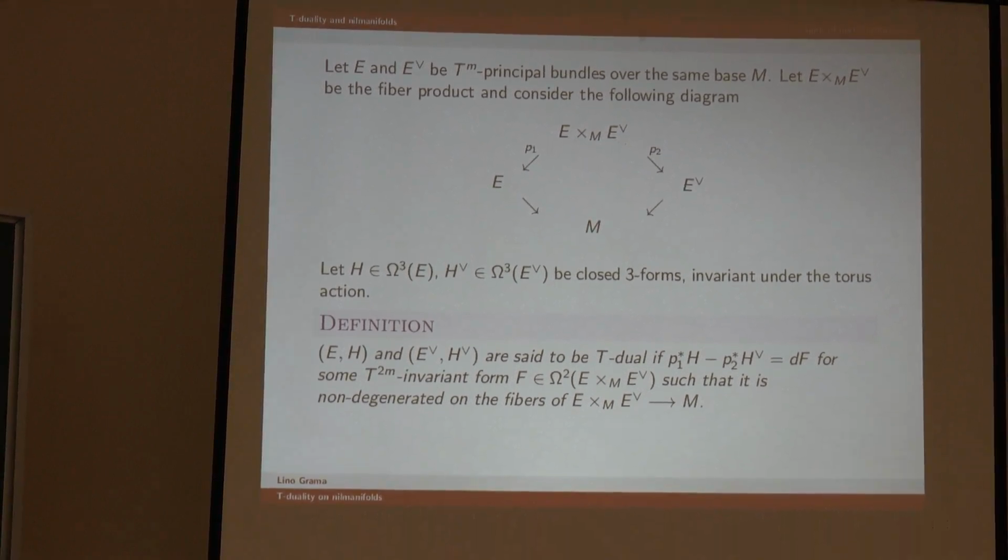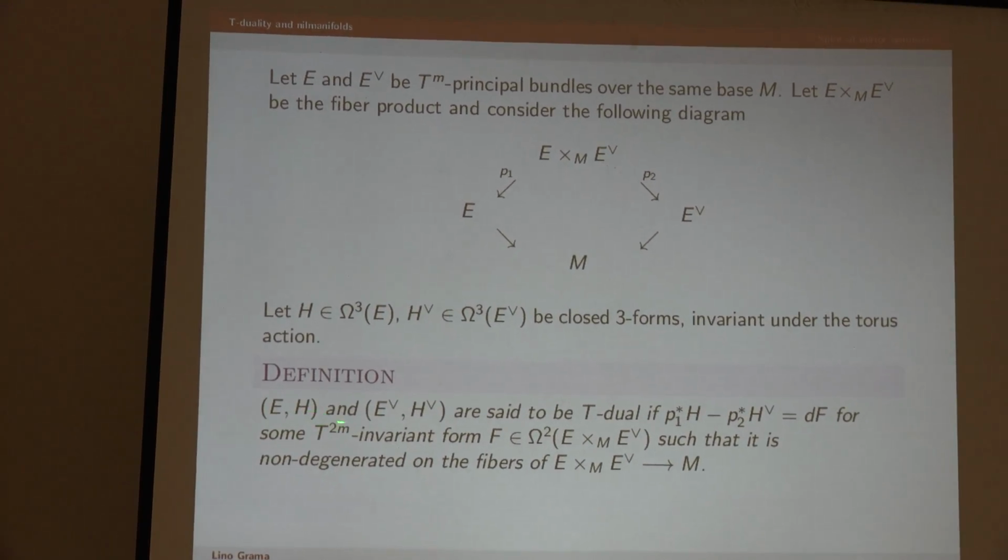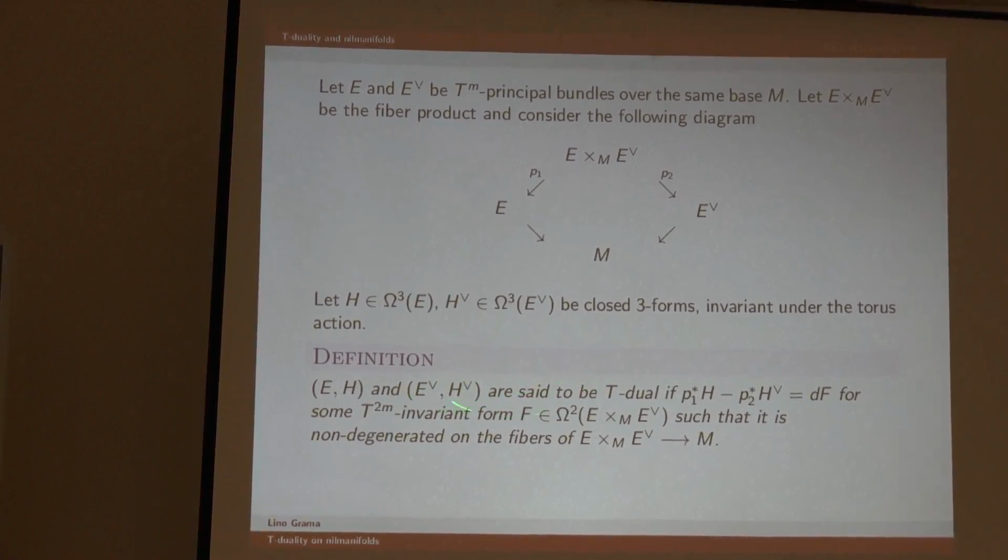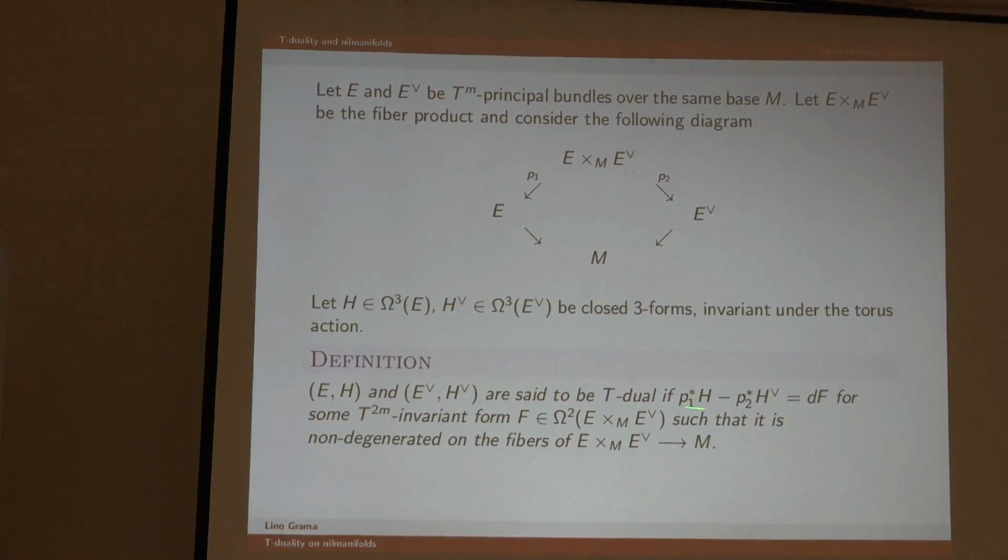We ask for these three-forms to be invariant under the torus action. The definition of what it means for the two pairs, E with H and E check with H check, to be T-dual is that there exists some two-form on this space such that the pullback of the three-form here and here is equal to the differential of this two-form. In other words, these three-forms are almost exact, but not exactly, because this two-form must be invariant under the torus action and non-degenerate on the fibers.